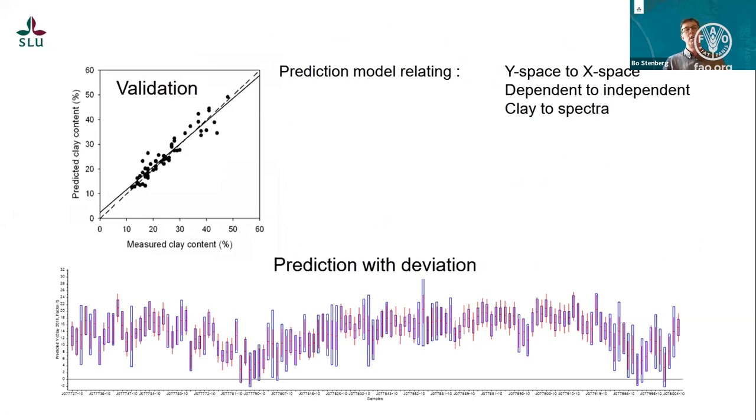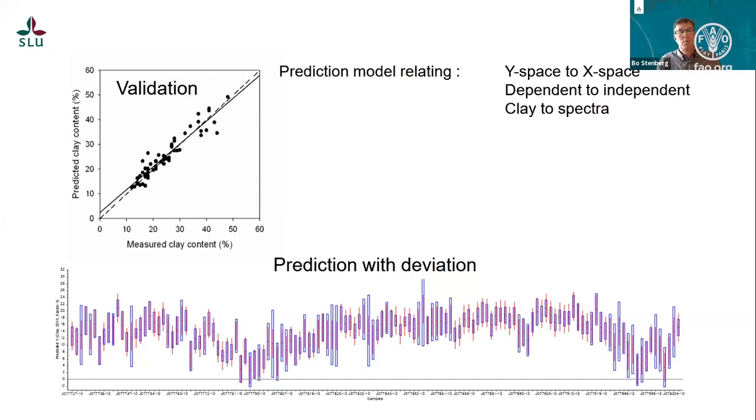So the validation or calibration is a way of relating the Y space to the X space, the dependent to the independent, which in this case is the clay to the spectra. Clay is the Y space, or the dependent variable, and the spectra is the X space, or independent variable. So in a validation situation, you have the answer and you can relate your measured values to your predicted values, or vice versa. But in the prediction scenario, you don't have the answer. So you don't know how good it is actually, but the software packages that you use often provide you with some kind of uncertainty measurement, which is related to how well the predicted sample relates to the model or is represented by the model.